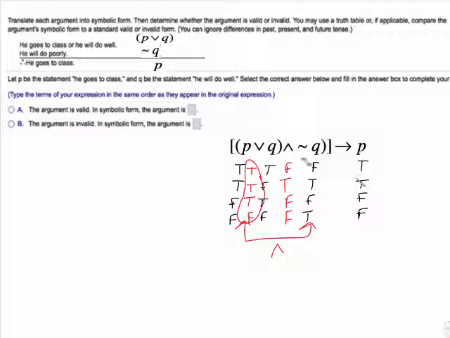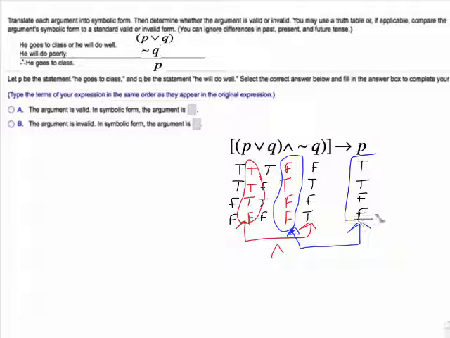So now my answer column for the whole bracket must go together with this using the conditional. So I'm only looking at this and this. Put it in a little same colored box if that helps you. And the only time the conditional is false is if the premise is true and the conclusion is false. I don't have that, so all of this is true.